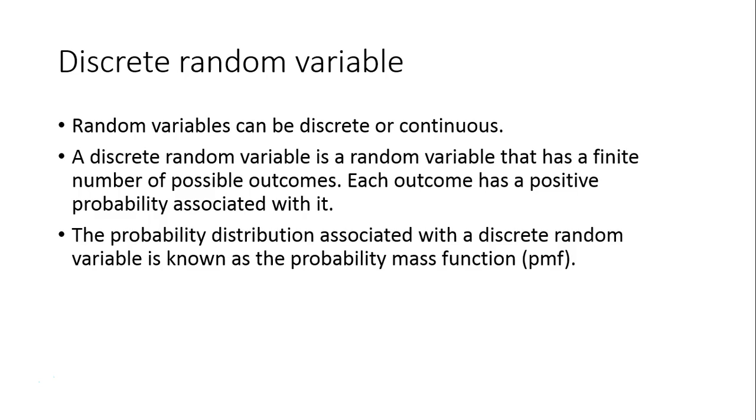More about random variables. They can be what are called discrete or continuous. A discrete random variable is a random variable that has a finite number of possible outcomes. Each outcome has a positive probability associated with it. The probability distribution associated with a discrete random variable is known as the probability mass function.